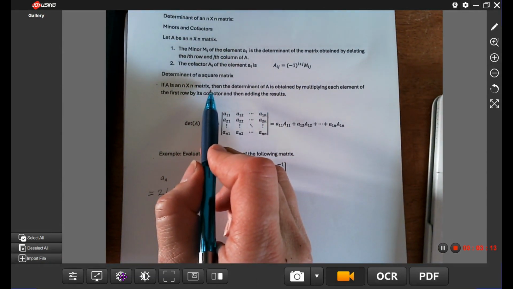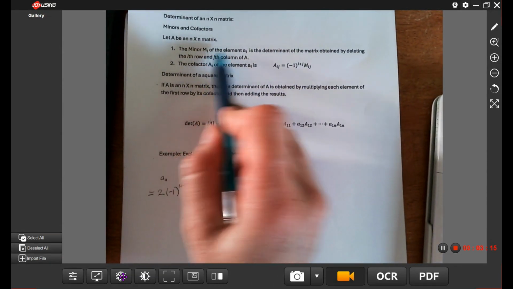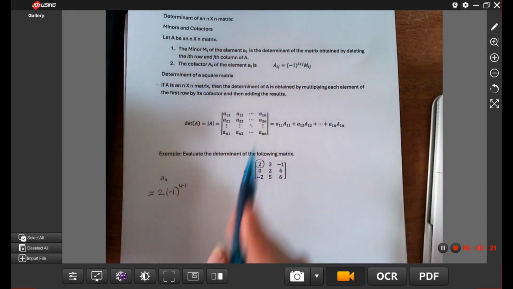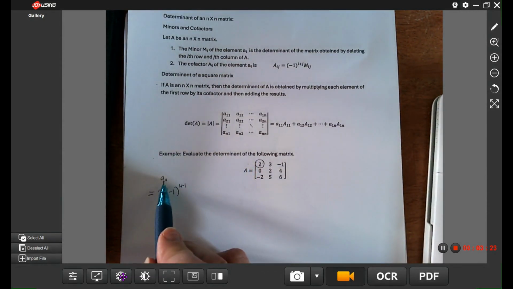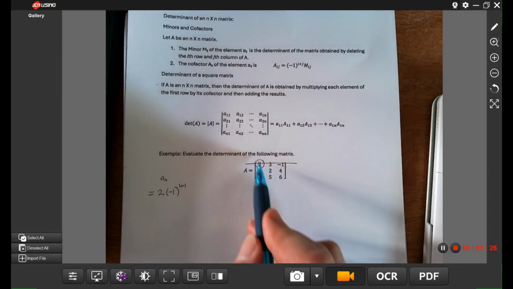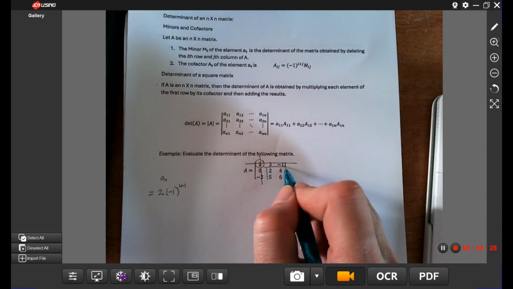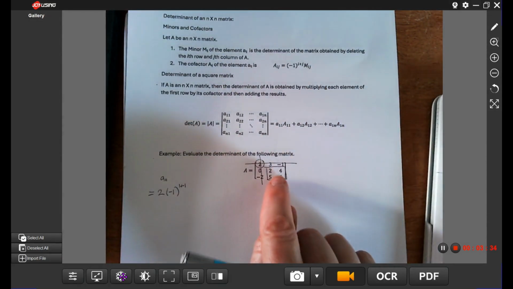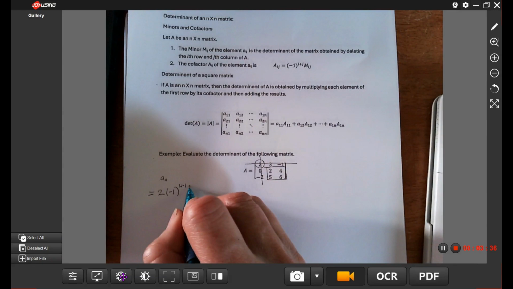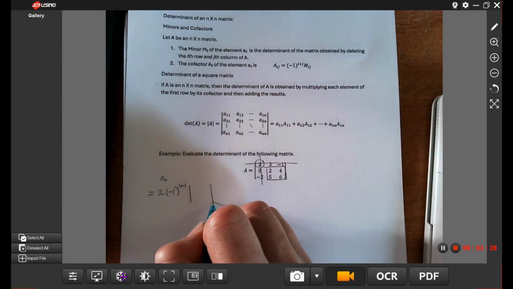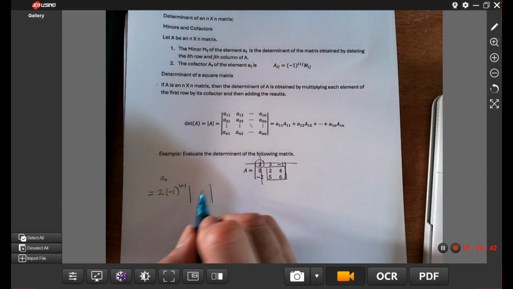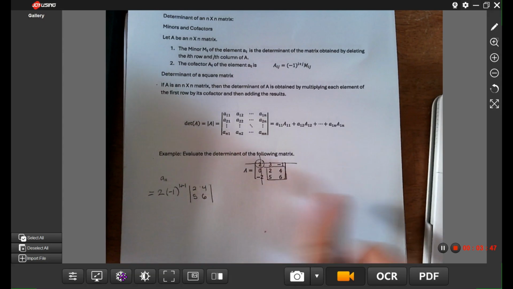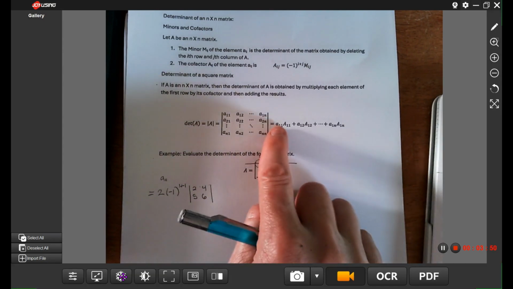The minor is described as the determinant of the matrix obtained by deleting the ith row and the jth column. So I'm going to delete, i is 1, j is 1, row 1, column 1, and I'm left with this matrix. So that minor is the determinant of this matrix. I'm going to indicate that it's a determinant by writing it inside absolute value bars instead of brackets. So it's 2, 4, 5, 6. I'm going to write the whole thing down and then I'll simplify. So that was the first term.